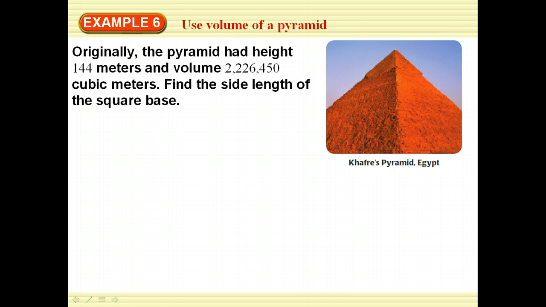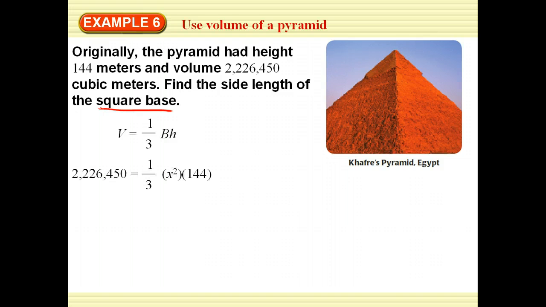Originally, the pyramid had a height of 144 meters, so we've got the height of the pyramid. The volume is 2,226,450 cubic meters, and we're looking for the side length, and notice it says it has a square base. So for our square base, we're going to have to know how to find the area of a square base, which is just a side squared.